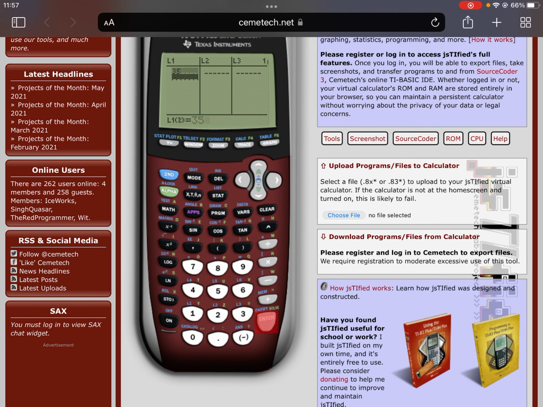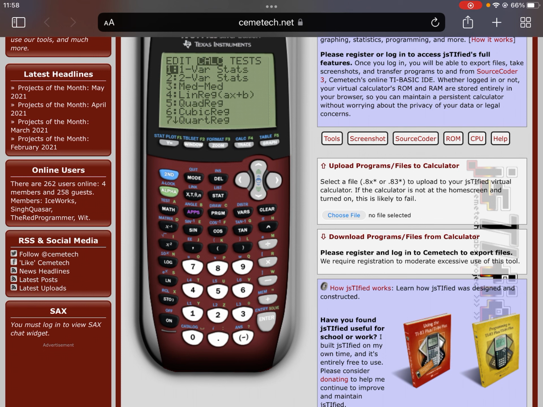Alright, so for this data, we've got 35, 24, 32, 36, 40, 32, 40, 38, 36, 33, 11, 20, 19, 22, and 8. And again, there's 15 data points, so that makes sense that it says L1 16.